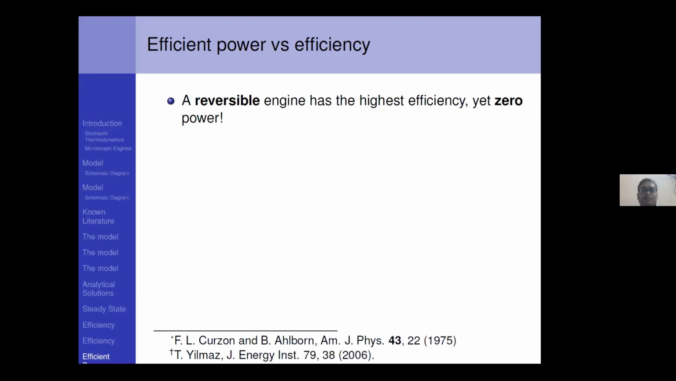Now we take up the question of whether a reversible engine is the most useful engine of all. We see it has the highest efficiency, as we all know, but it has zero power, because the power is given by the work output divided by the time of observation. Time of observation becomes infinite when the process is quasi-static, whereas the work output is finite, so it gives zero power.